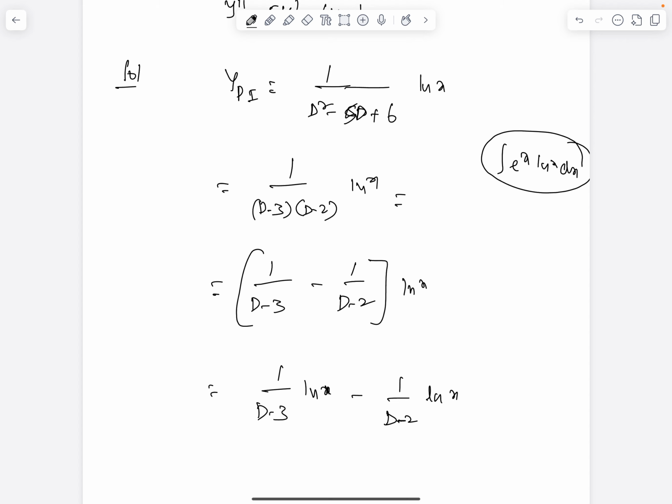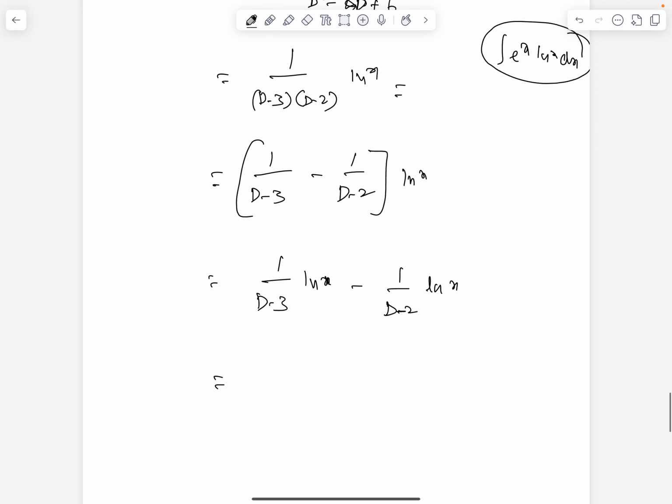You have 2 ln of x, and if you write it, e power 3x outside, inside it is integration of e power minus 3x ln of x dx, and minus e power 2x integration ln of x e power minus 2x dx.